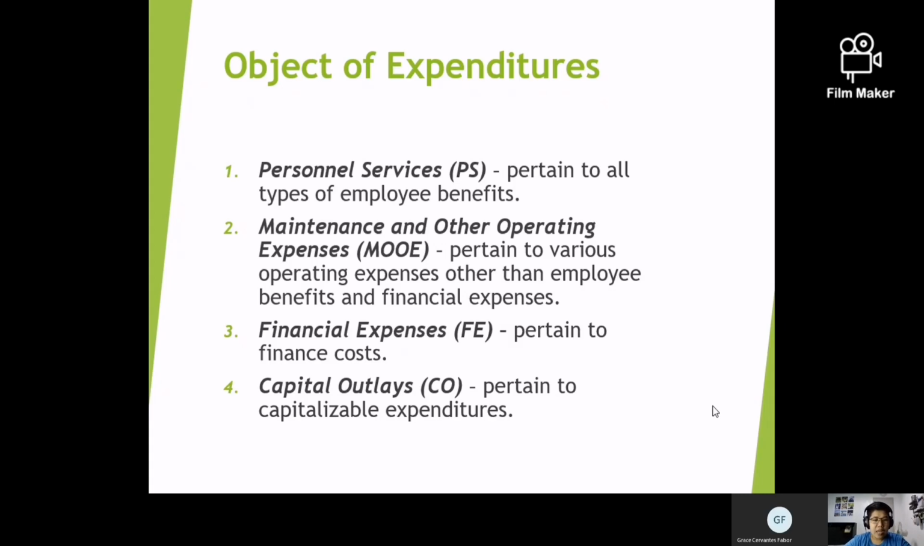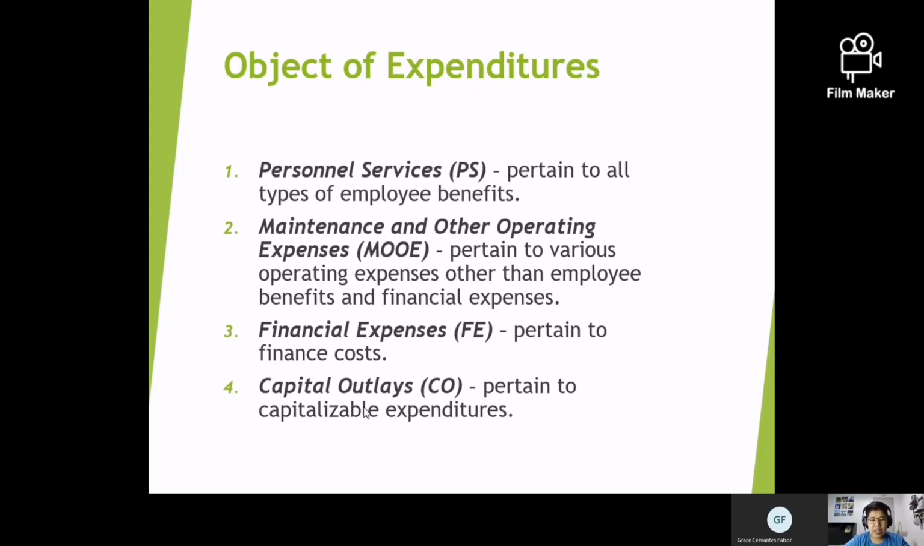Sa MOOE naman, ang example niya, we have traveling expense, office supplies expense, textbook and instructional material expense. Pwede rin pumasok dito yung tinatawag natin sa government na semi-expendable expenses. Also, utility expense kasi nga maintenance. Next, we have financial expenses. Ang example niyan, interest expense, bank charges, and other financial charges.